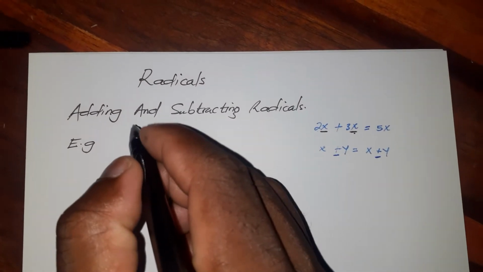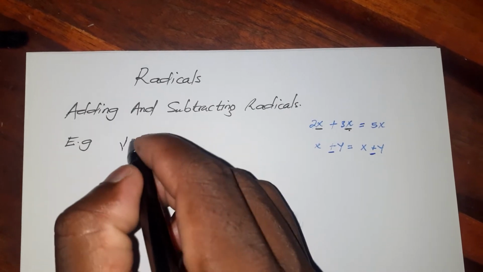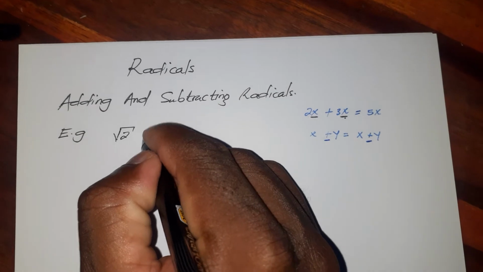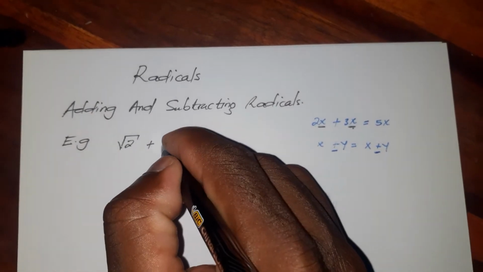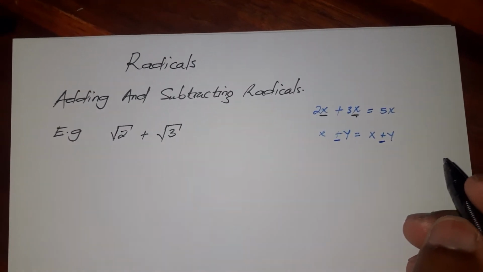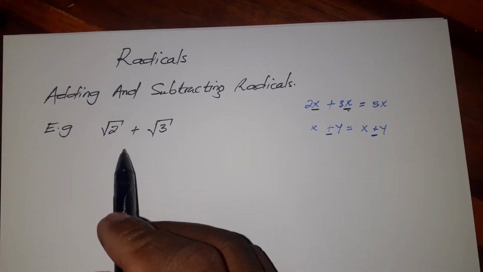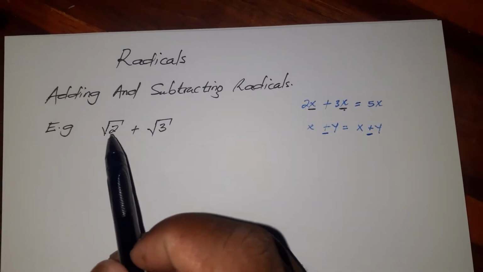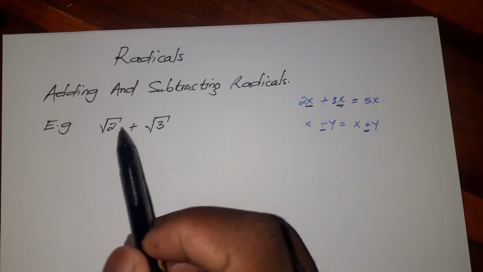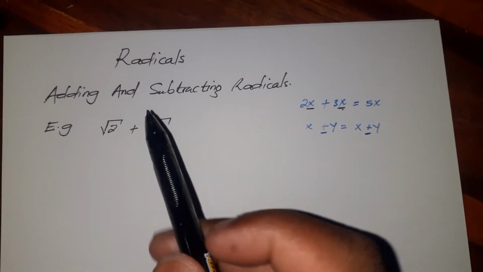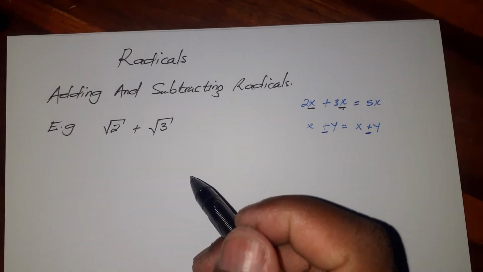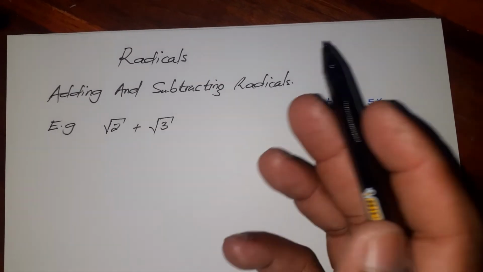Let's say we have square root of 2 plus square root of 3. Keep in mind that when we are working with radicals, we do not want to write the decimals that these square roots are equal to. No, we just want to add the radicals, and then the final answer should have a radical.